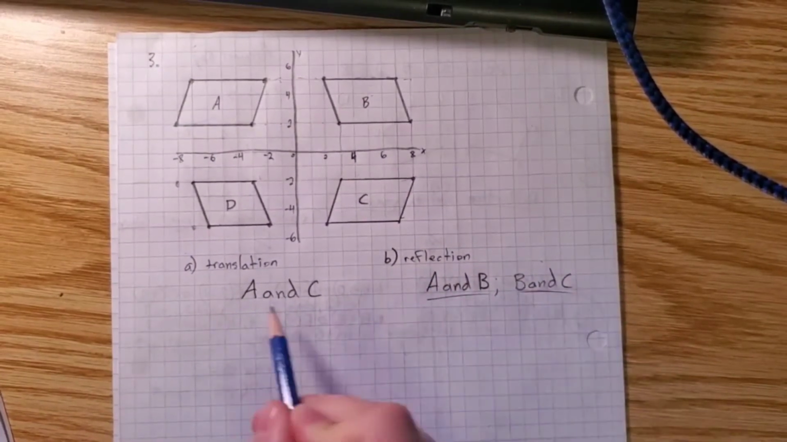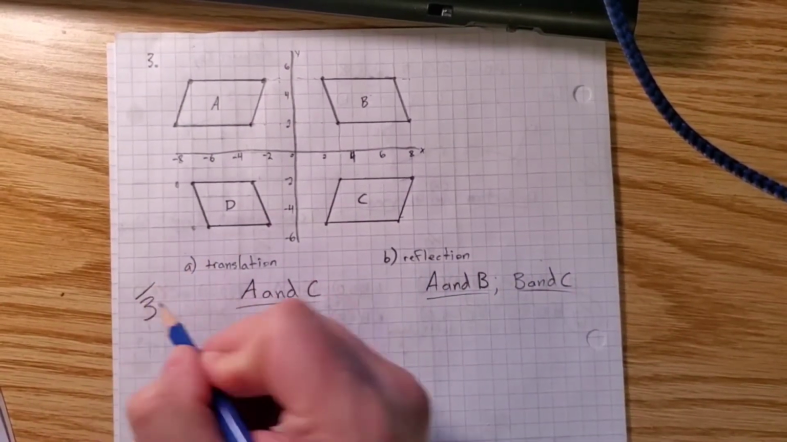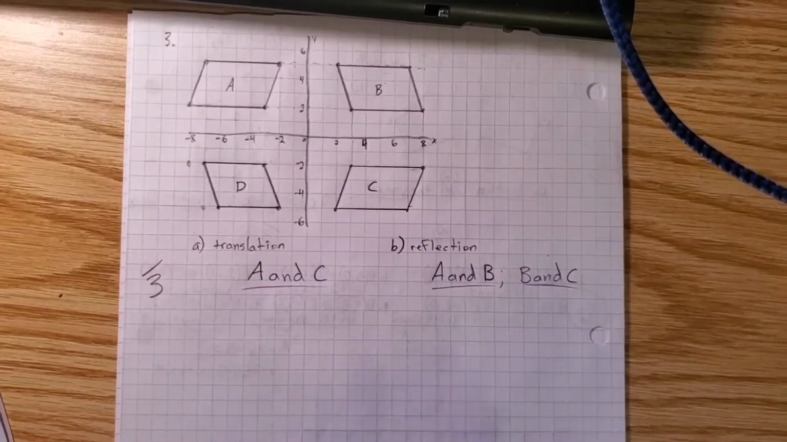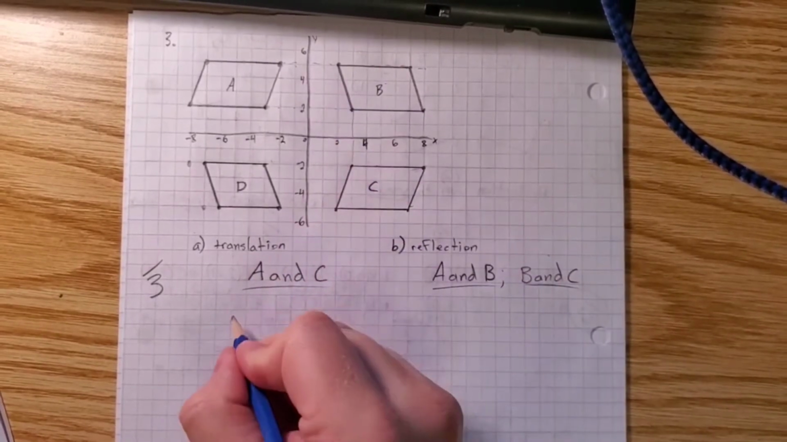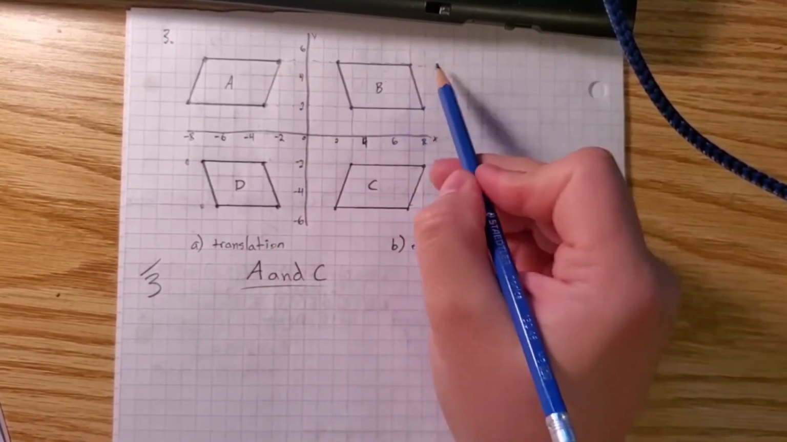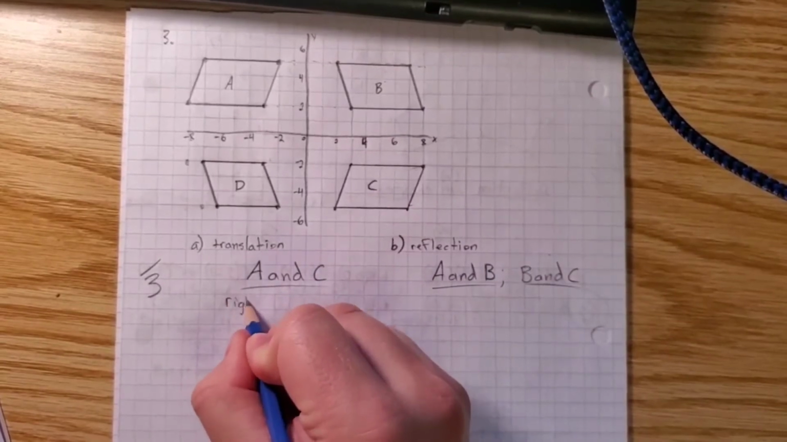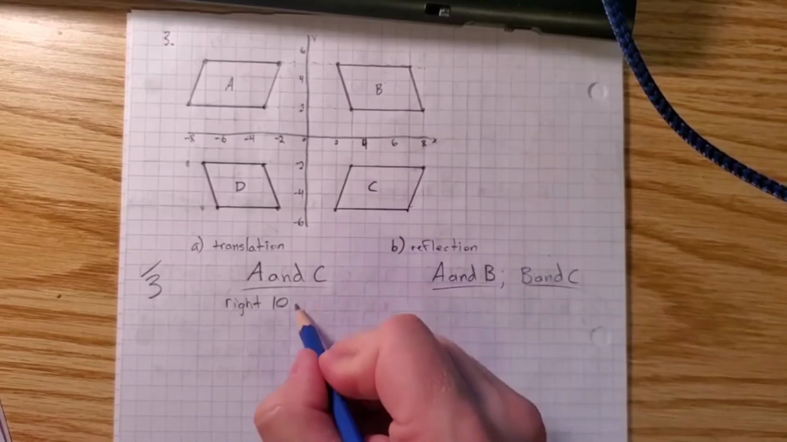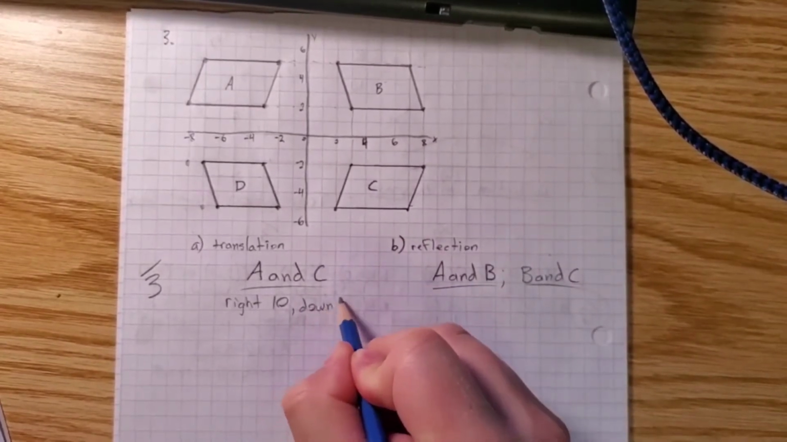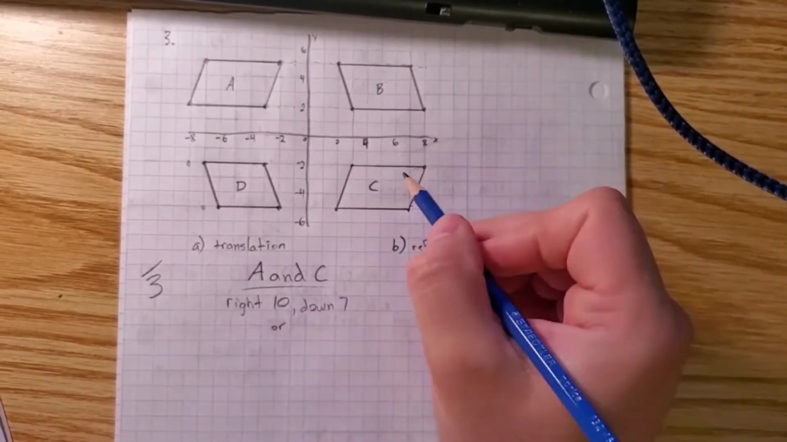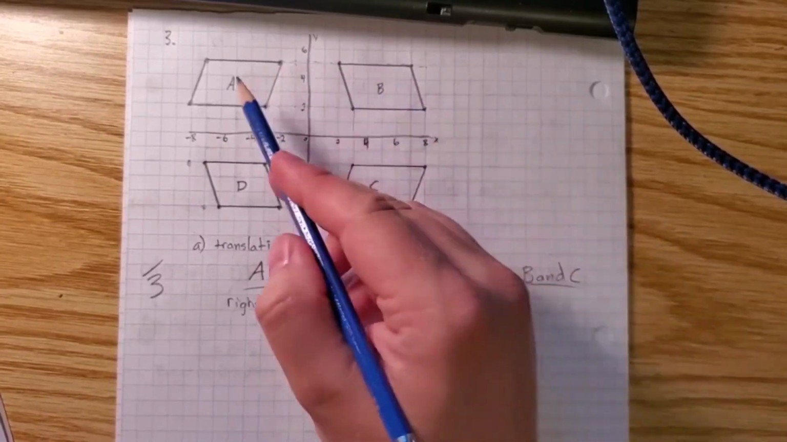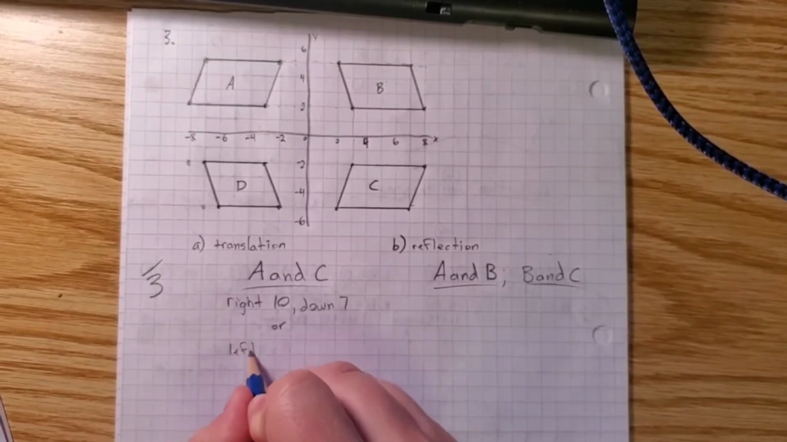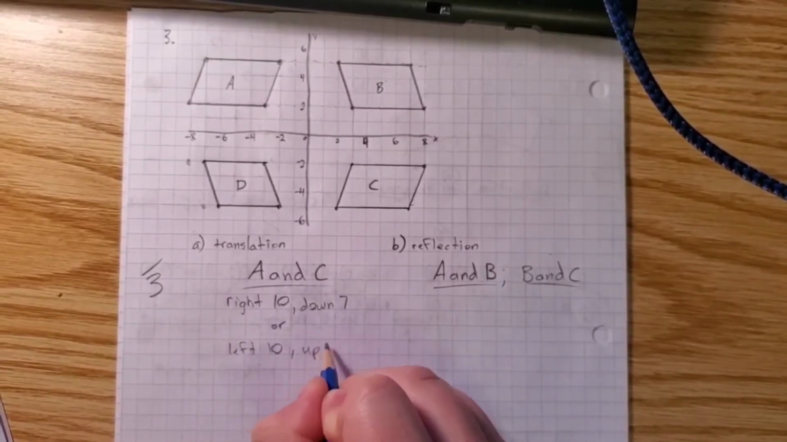So you get 1 mark, 2 marks, 3 marks for question 3. Just realizing it said to describe the translation. So translation here would be right 10 and down 7. Or maybe you were translating C to A for whatever reason, then it would be left 10 and up 7.